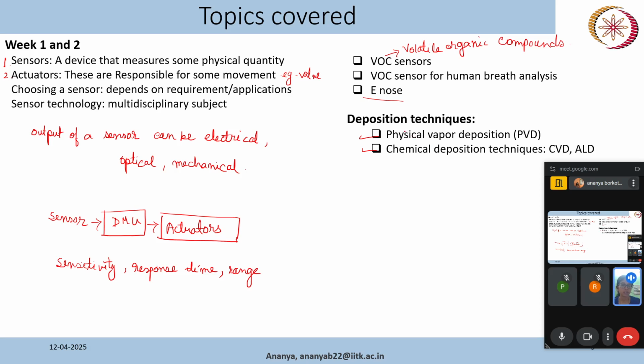As the name suggests, in the physical one we use physical force to deposit a material. The physical vapor deposition techniques are sputtering and evaporation. Chemical deposition techniques are those where we use chemistry to deposit a layer. Examples of chemical vapor deposition techniques are CVD, chemical vapor deposition, and ALD, atomic layer deposition. These things we studied in weeks 1 and 2.